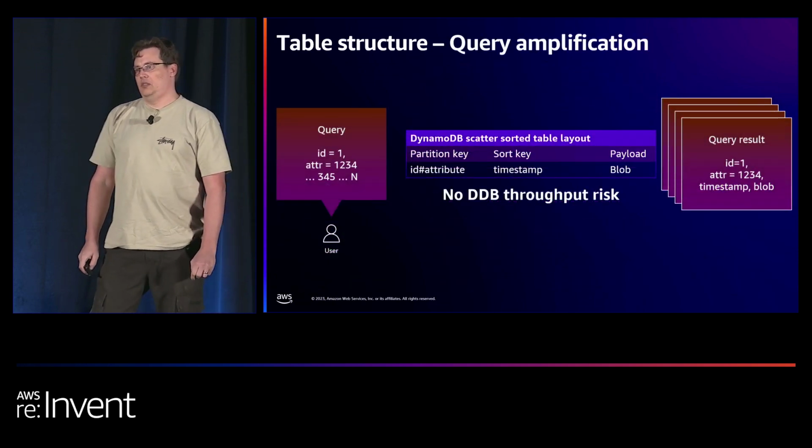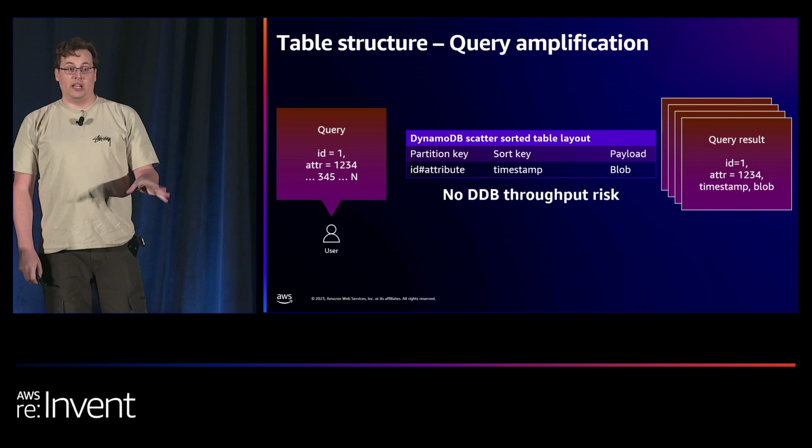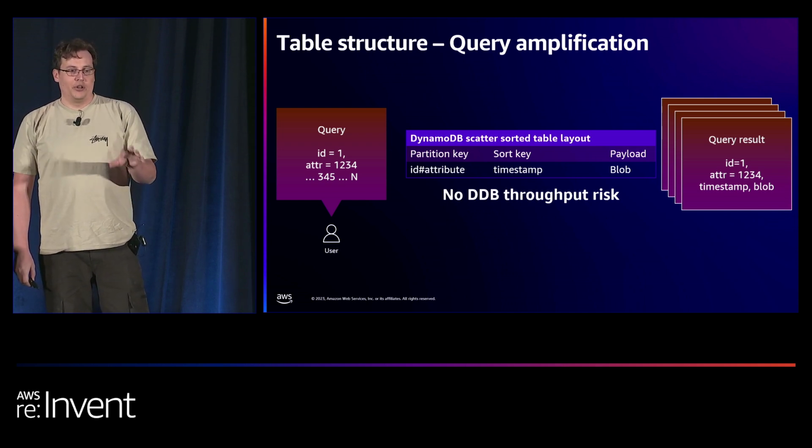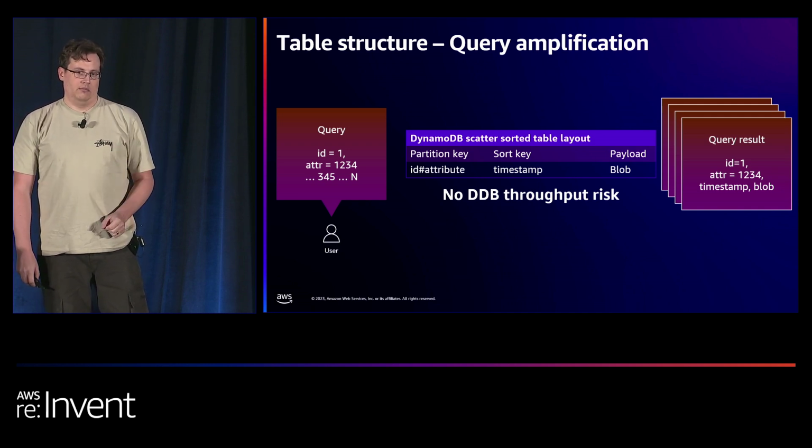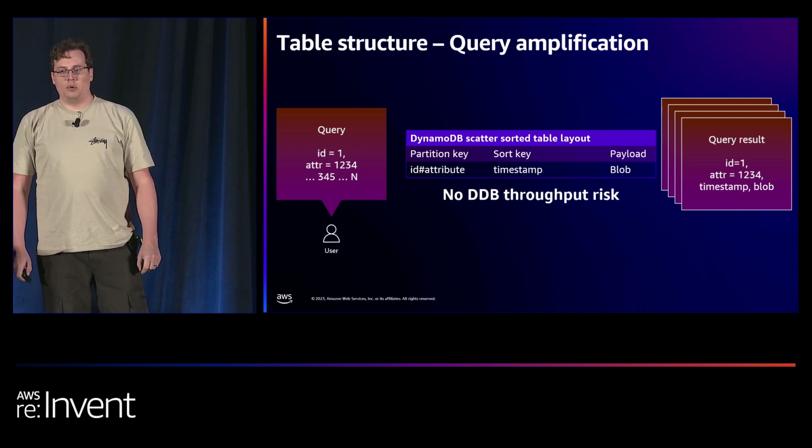Query amplification. This isn't a DynamoDB concern, this is an application concern. There's no DynamoDB throughput, but each of those scattered pieces is a query. And if I have to run 100 queries, that's okay. For a small workload, it might be fine, 1,000. But what if you got to do 20,000, 100,000? These are the things we started seeing when we push scale.